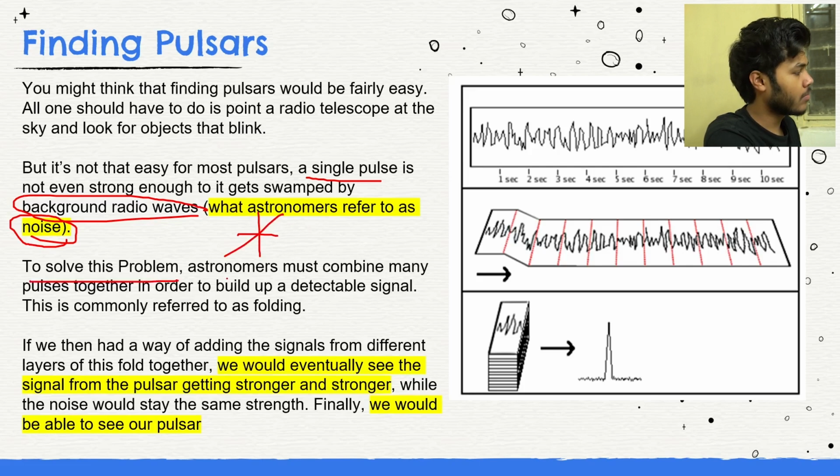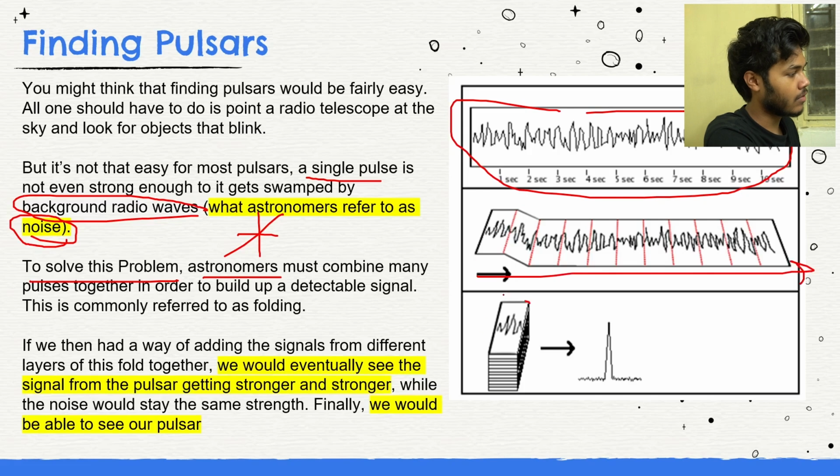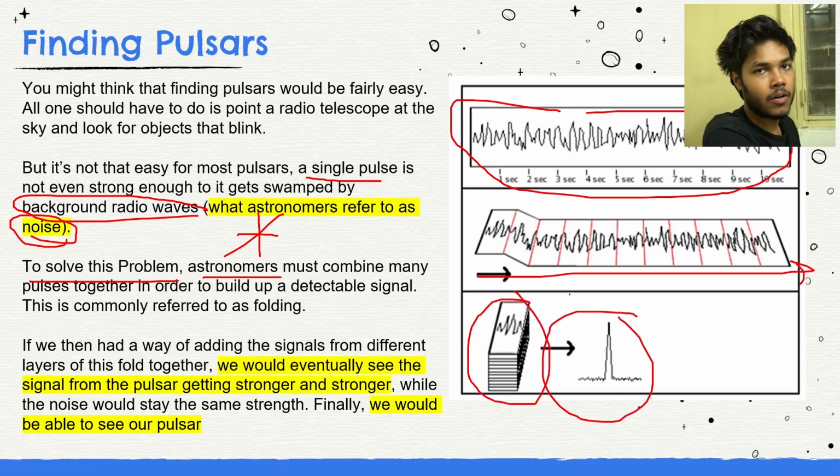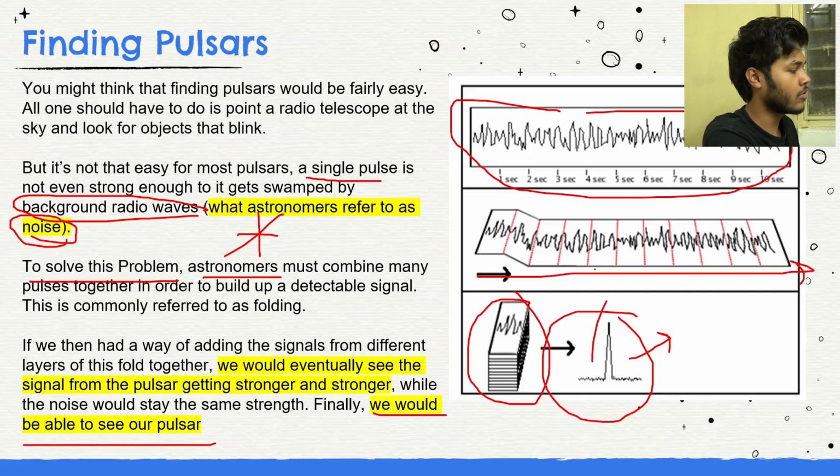To solve this problem, astronomers came up with a way called folding. In the figure here, we have a signal over a certain time period, and what we do is we fold these signals. We are folding the signal to get a main peak, or the main pulsar signal. As we fold them, the peaks get stronger and stronger, and we would finally be able to see our pulsar.